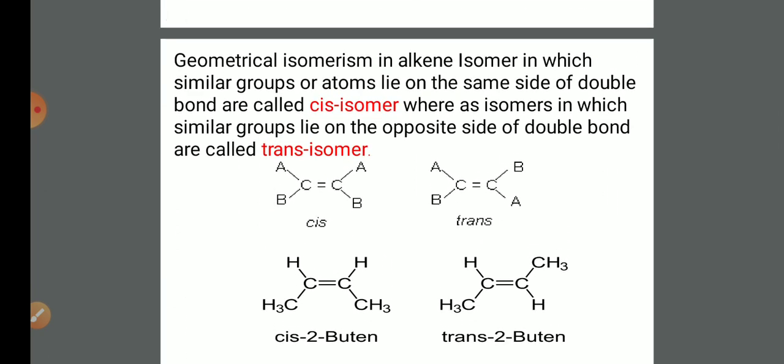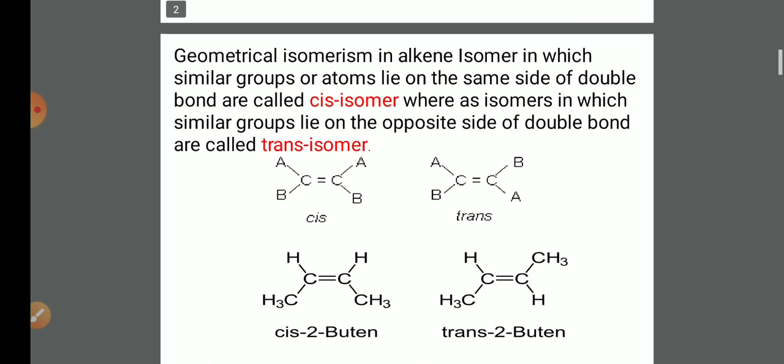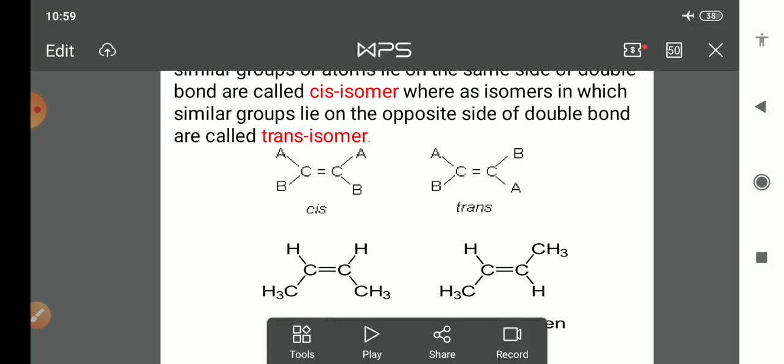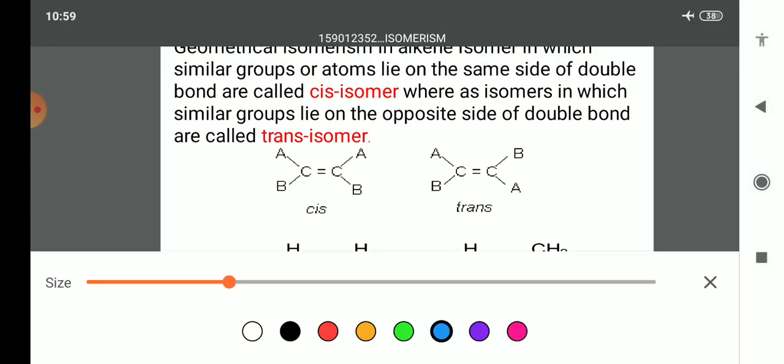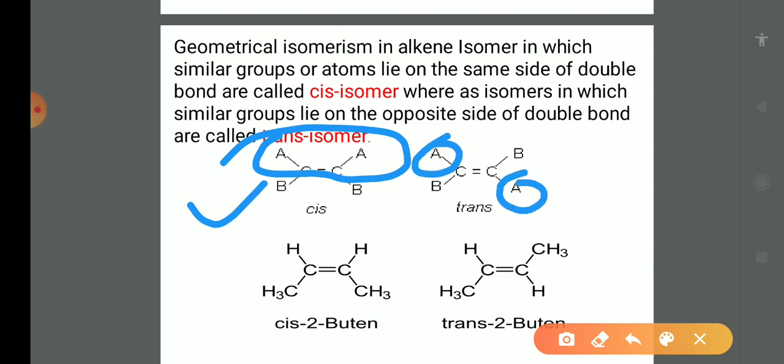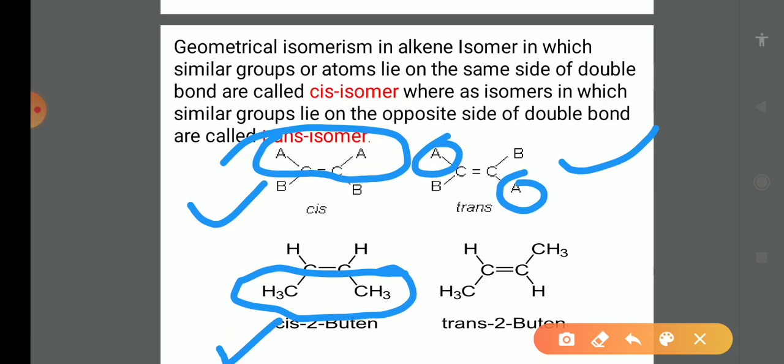Geometrical isomerism in alkenes: isomers in which similar groups or atoms lie on the same side of the double bond are called cis isomers, whereas isomers in which similar groups lie on opposite sides are known as trans isomers. Here the similar groups are on the same side, so it is called cis, and here the similar groups are on opposite sides, so it is called trans. Just see here, these similar groups on the same side: cis-2-butene, and similar groups on opposite sides: trans-2-butene.